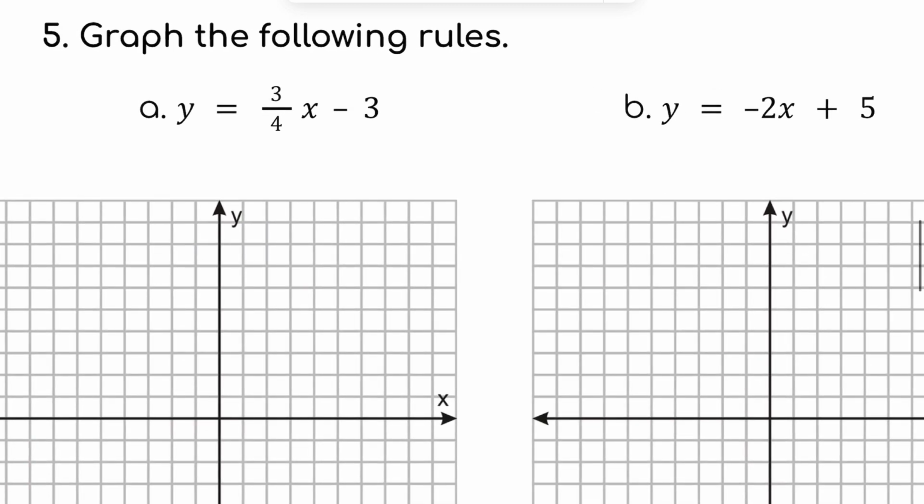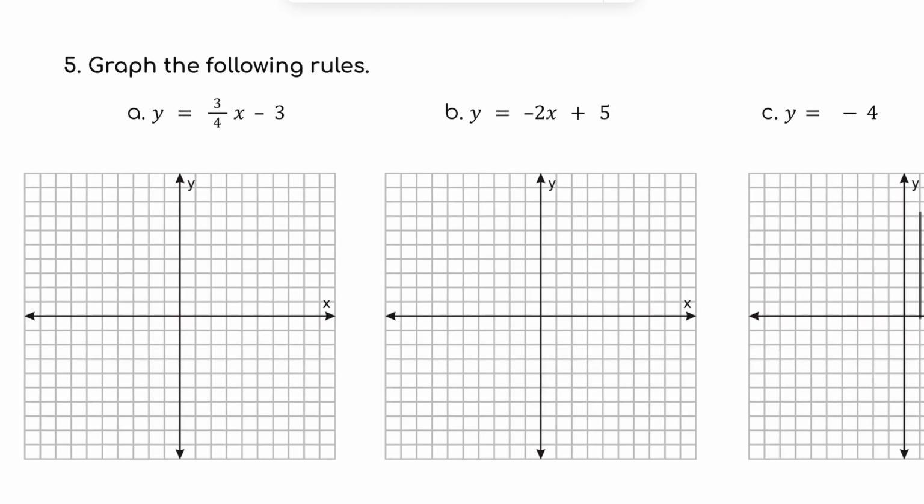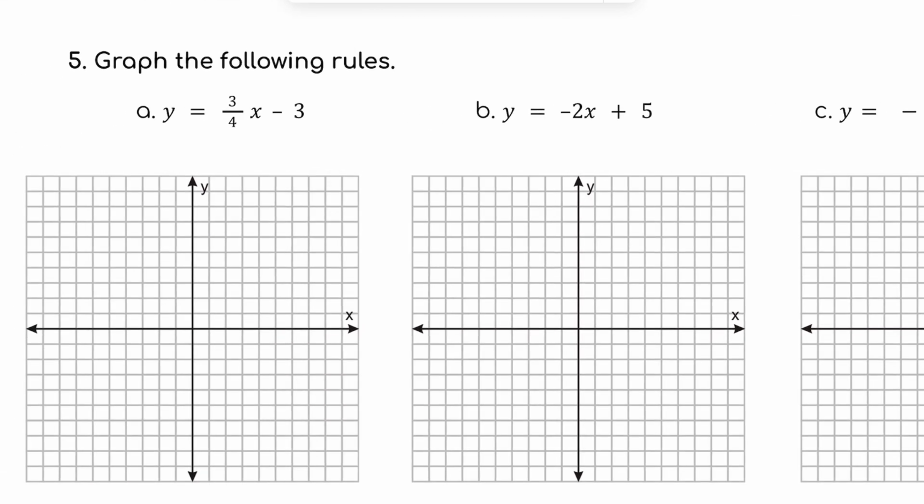On these ones, all 3 are in slope-intercept form. So this is where you start on the y. You always start on the y with these ones. And then these are the directions, the slope or directions.